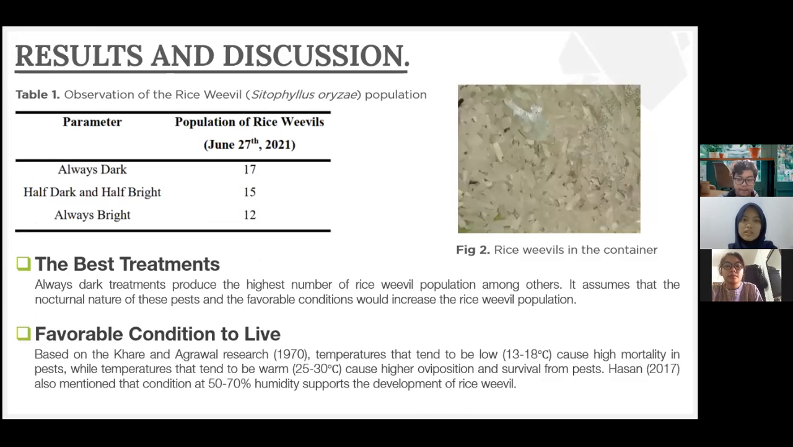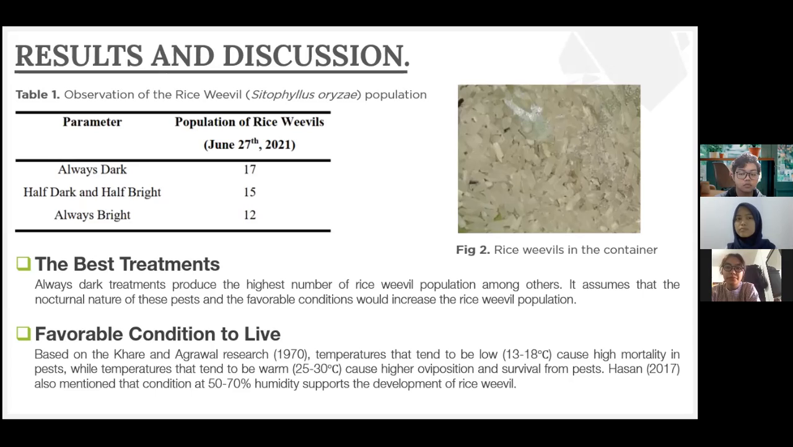This is the result and our discussion. We can see the parameters are always dark, half dark and half bright, and always bright. When the parameter is always dark, we got 17 rice weevils, half dark and half bright is 15, and always bright is 12. From our discussion, the best treatment is the always dark treatment.